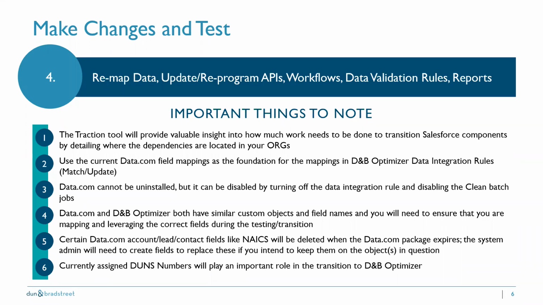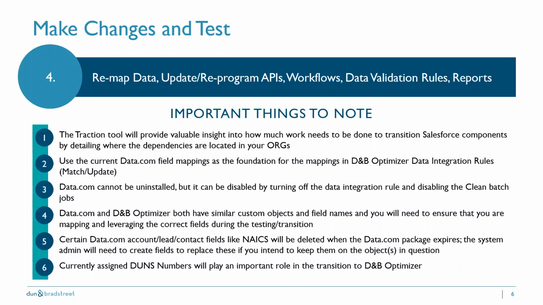And so if you want to continue to have the NAICS field, for instance, on the account object, then you'll need to create a custom field for NAICS and then do the mapping accordingly to the new custom object that you're going to find in Optimizer. So just keep in mind that you'll need to take note of which fields are going to go away, and then decide based on your use cases if that data needs to remain in those objects, and of course create the custom fields associated with that.